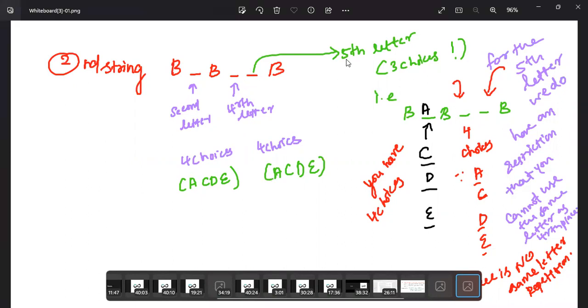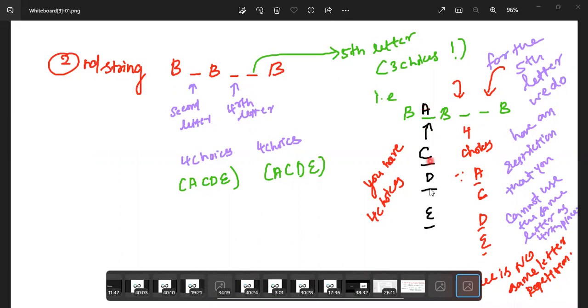But for the fifth letter, you're not allowed to use A, C. If you are using A for the fourth position, you are not allowed to use the same A for the fifth position, right? In case you are using C for this, you are not allowed to use the same C over the fifth position, which means we are going to drop one choice from this, just to avoid the repetition. So you're going to have three choices for the fifth letter. I hope you are able to follow, right?